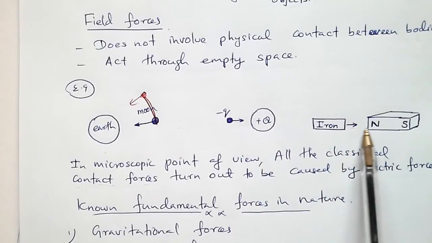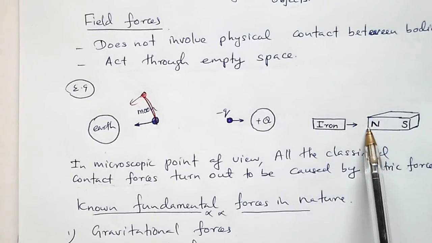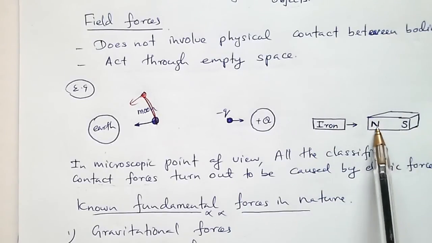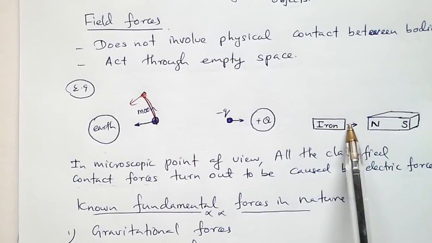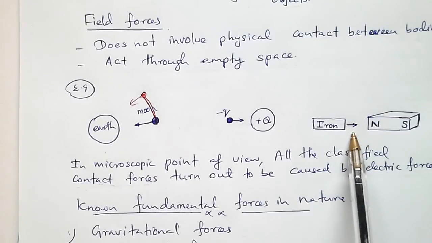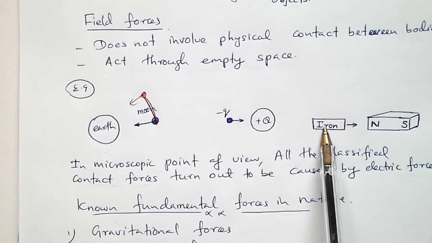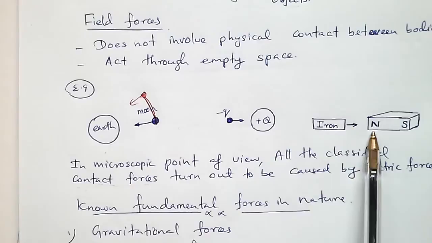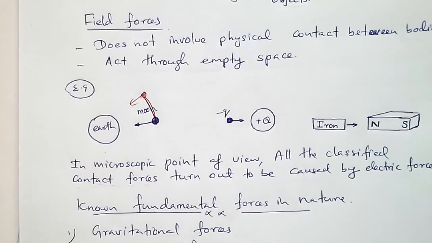And the third one, look at this one. A small iron piece is kept close to a magnet. If you keep it there, it will start to move. And you can see there is an empty space in between, and still there is a force acting on this iron piece. Therefore this force also comes under the field force category.